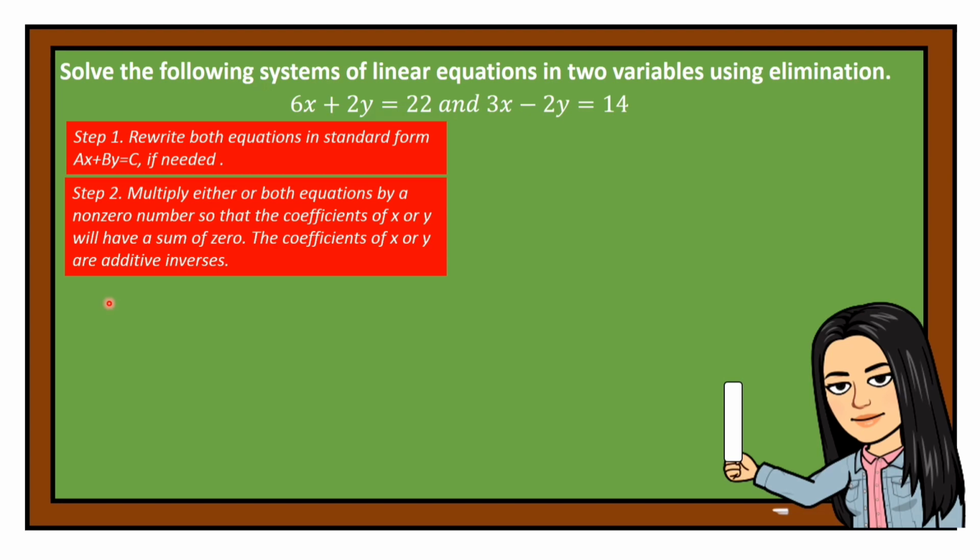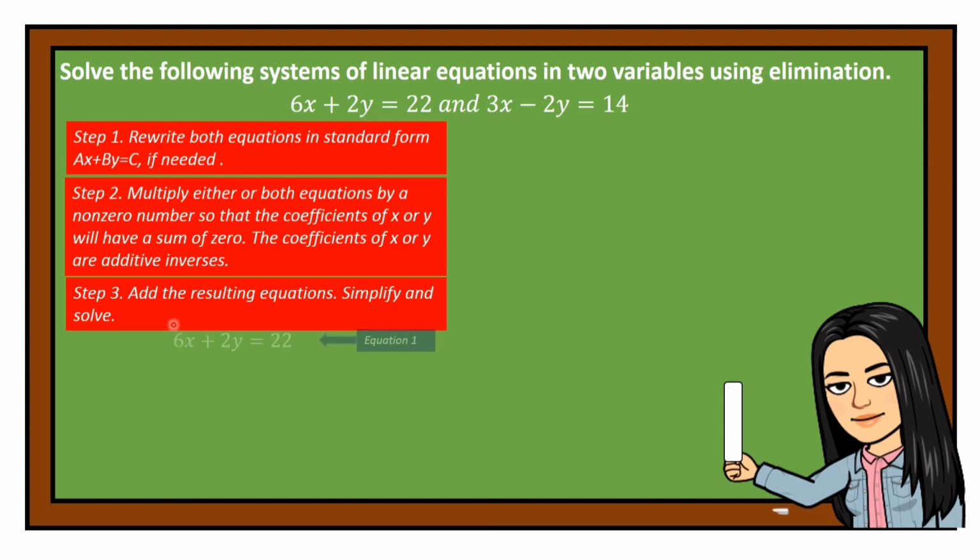So, tingnan natin ang ating variables x and y. Para sa ating variable x, wala tayong additive inverse. Pero sa ating variable y, 2y and negative 2y are additive inverses. So, ibig sabihin, hindi na natin kailangan mag-multiply ng kahit anong number sa kanila. So, okay na rin tayo sa step 2. Step 3, add the resulting equations, simplify and solve.